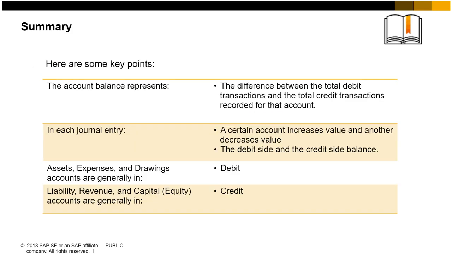Here are some key points to take away. The account balance represents the difference between the total debit transactions and the total credit transactions recorded for that account. In each journal entry, a certain account increases value and another decreases value, and the debit side and the credit side balance. Assets, expenses, and drawings accounts are generally in debit. Liability, revenue, and capital, equity, accounts are generally in credit.